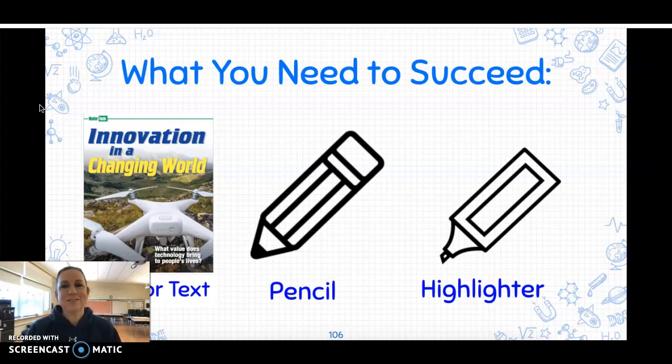All right, today is lesson 10. Of course, you need your mentor text, a pencil, and a highlighter. So grab those things and let's get started.